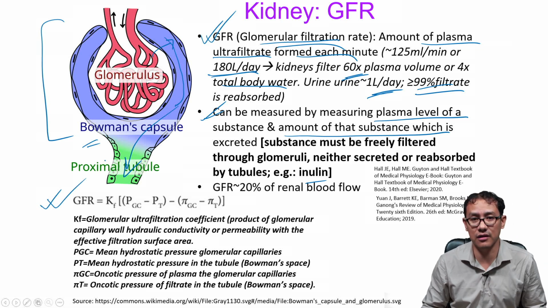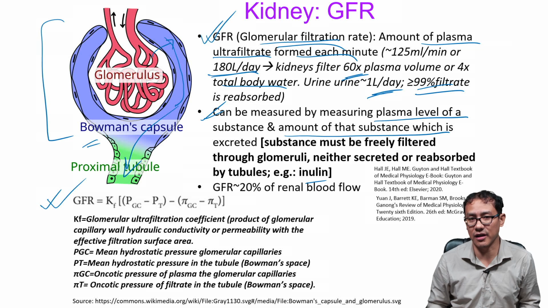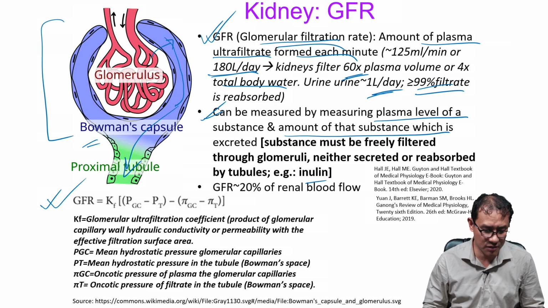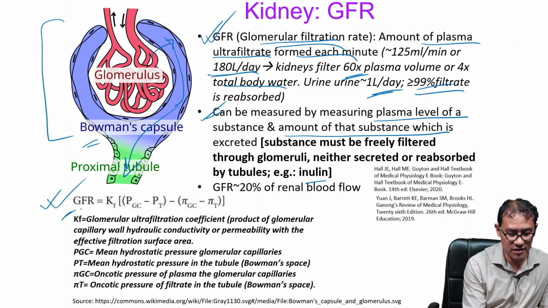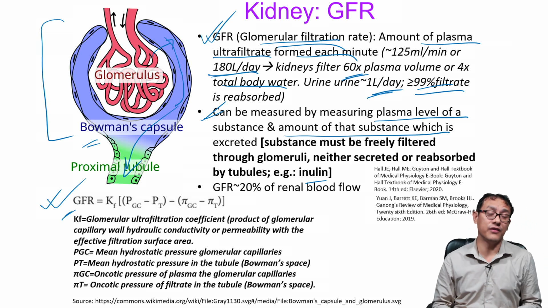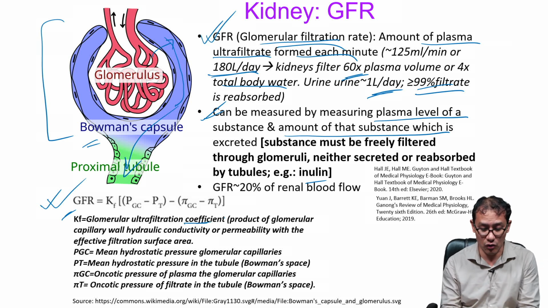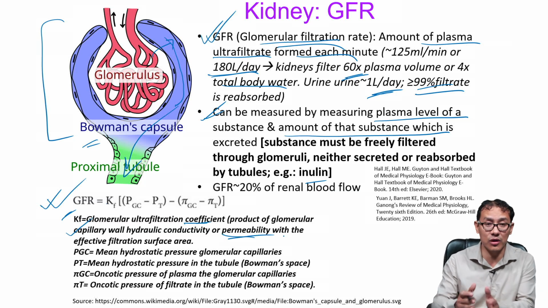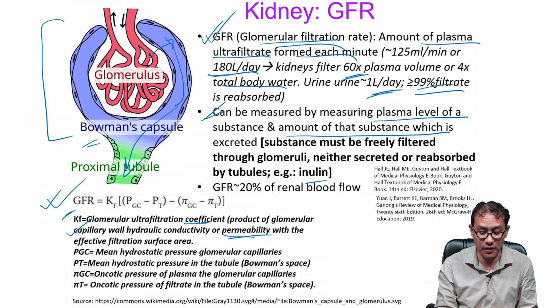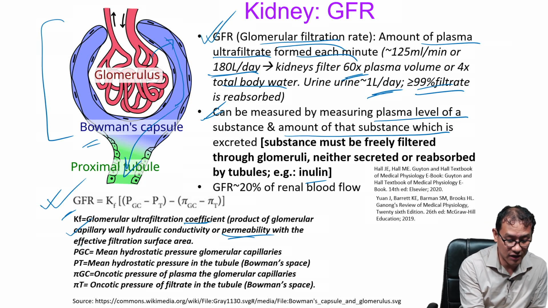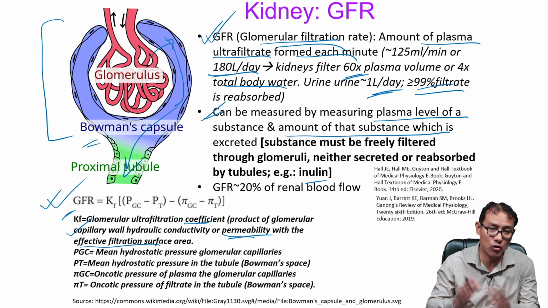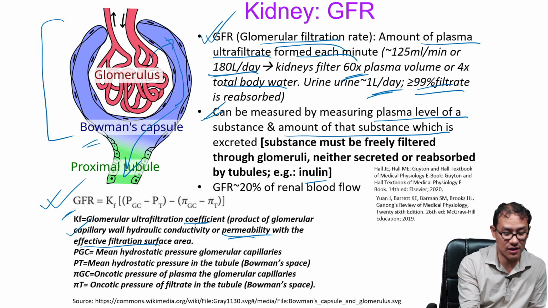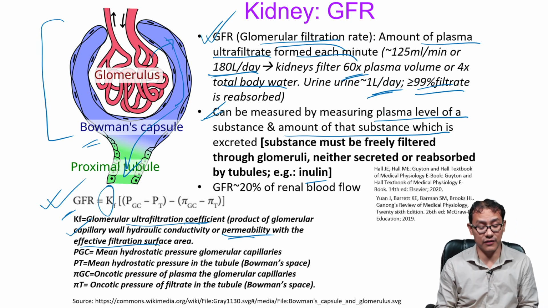already studied in the other system, like in the case of the respiratory system, in the case of diffusion across the respiratory membrane. Similarly, here also you can see that the GFR is determined by what is known as the glomerular ultrafiltration coefficient, which is nothing but the product of the glomerular capillary wall hydrostatic conductivity, that is permeability, how much the filtration membrane is permeable, multiplied by the effective filtration surface area. So the more the surface area, the more filtration will be done. So the product is nothing but what is known as the KF, which is the glomerular ultrafiltration coefficient.